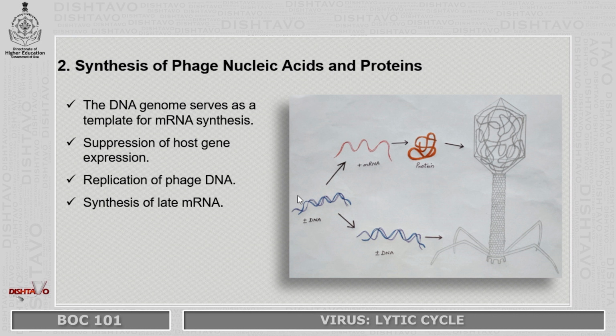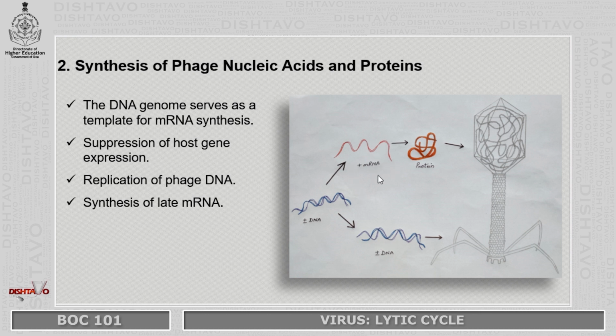The second step will deal with the synthesis of phage nucleic acids and proteins. Now, once the DNA is inside the host cell, then what happens? The host cell itself has its own genome. So, the host DNA serves as a template for the formation of mRNA. Now this mRNA is called an early mRNA. Why is it called early mRNA? For a simple reason, because it is formed even before the viral genome is made.